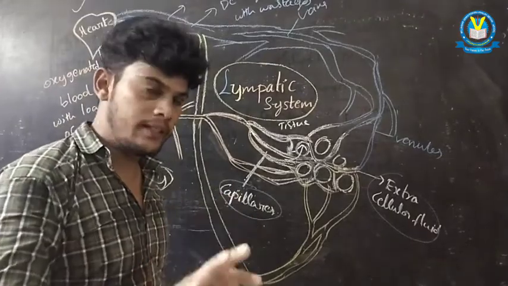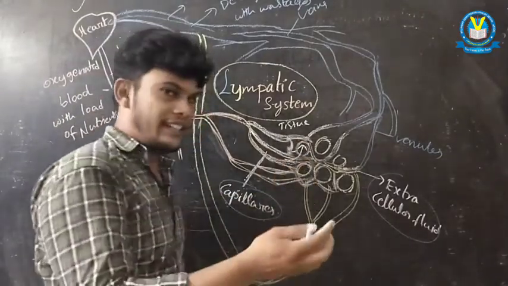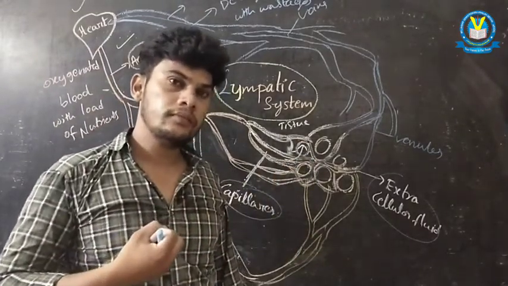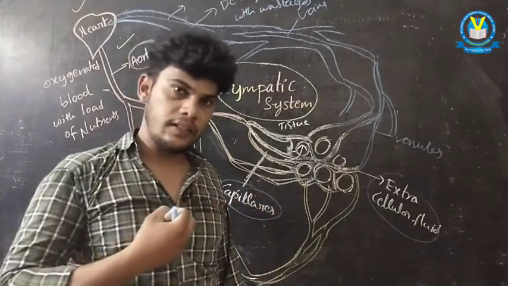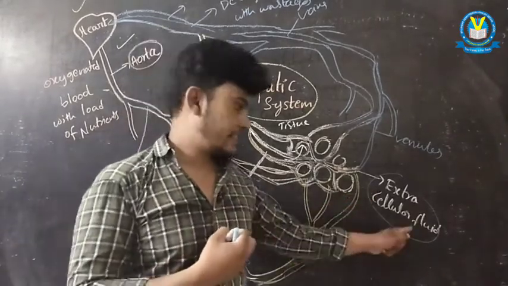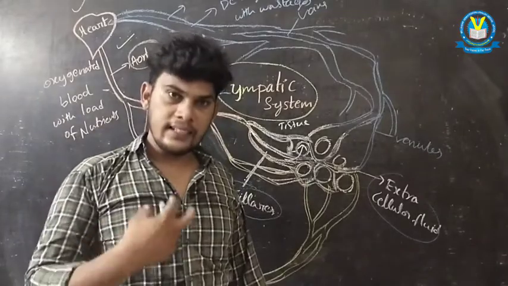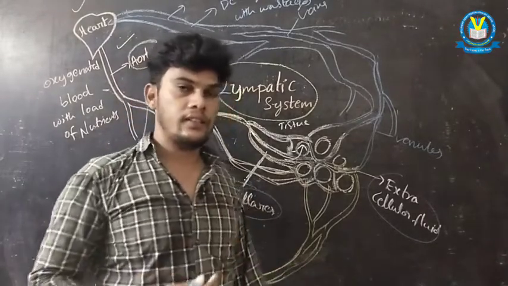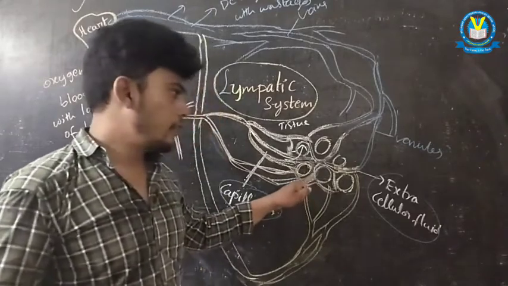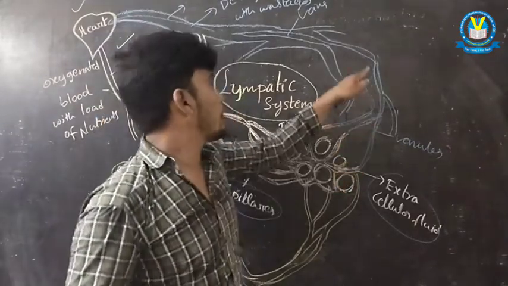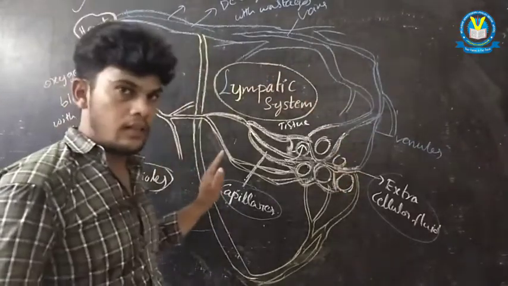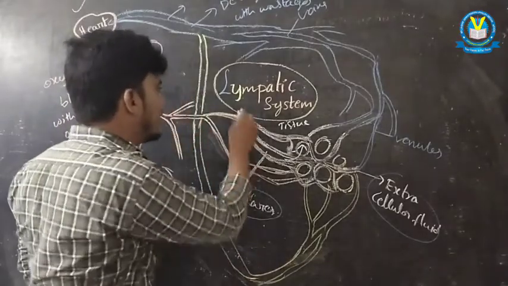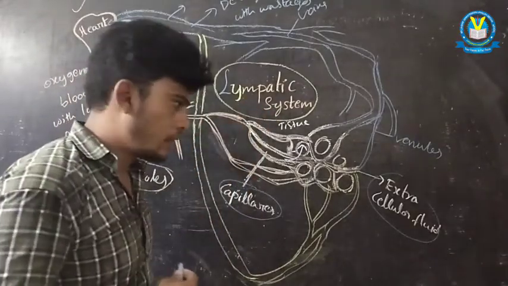Are you clear, dear students? After taking good substances like nutrients and oxygen from the extracellular fluid, the cells give what? Waste into the extracellular fluid. This waste is carried again to the blood and goes to the heart. What is the lymphatic system? Now I am going to tell you.